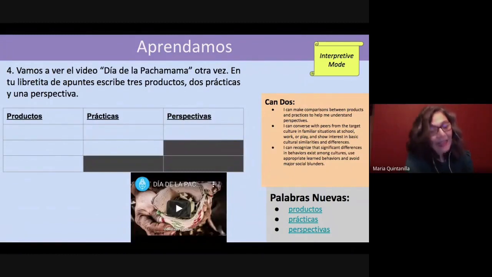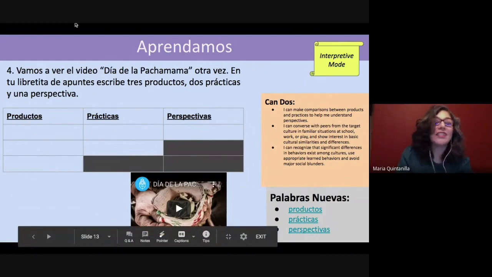And I would have to say that perspectives is really the most difficult concept for students to grasp or to be able to express. So we do have to spend some time explaining the concept of perspective, because we really don't want our students to fall into just stereotypes of a culture. Okay, well, that is just a brief introduction to the concept of cultural products, practices, and perspectives.